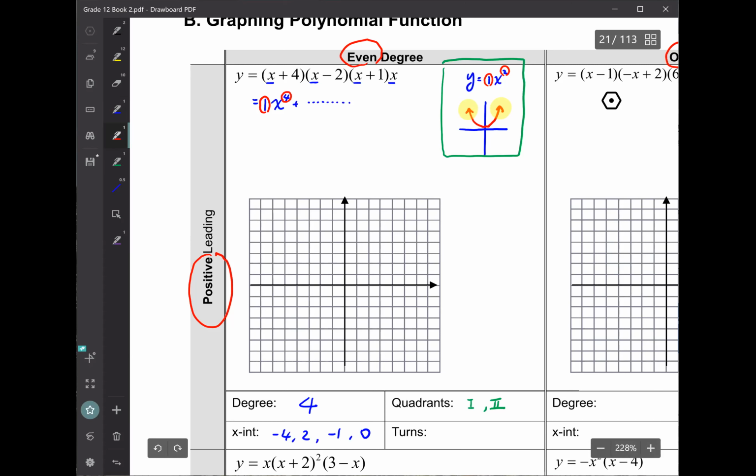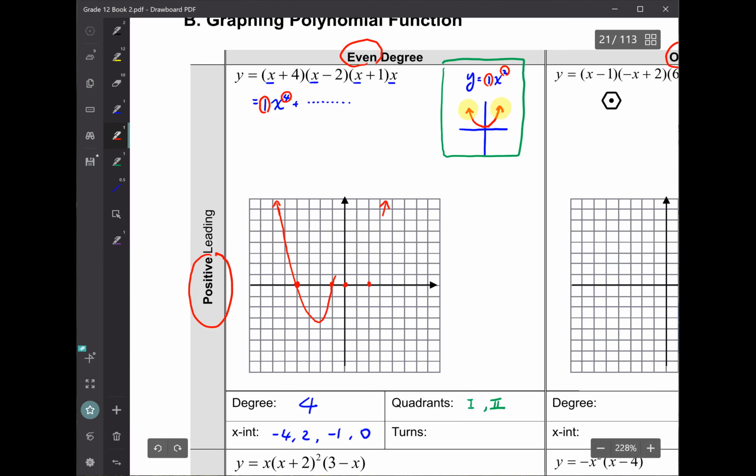So we just follow that and then plot the x-intercepts now. -4 is there. We have a -1. We have a 0. We have a 2. Because it belongs to even positive, we know the arrows will be in quadrant 1 and quadrant 2. So we just make the line go through the x-intercepts. X-intercept means where the graph will touch the x-axis. However, we don't know how low the curve will go.